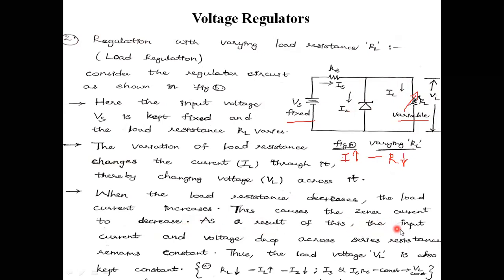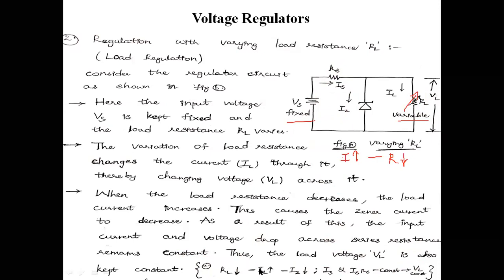As a result of this, the input current and the voltage drop across the series resistance remain constant. That means the voltage drop across this resistance RS is constant. Why? Because I am applying some constant input voltage here. Therefore, the voltage drop across the series resistance remains constant. Thus, the load voltage is also kept constant. Due to this RL, there is no variation in the input voltage.